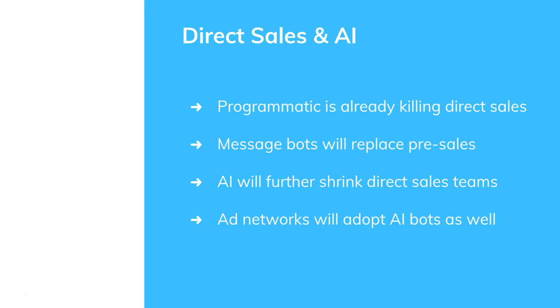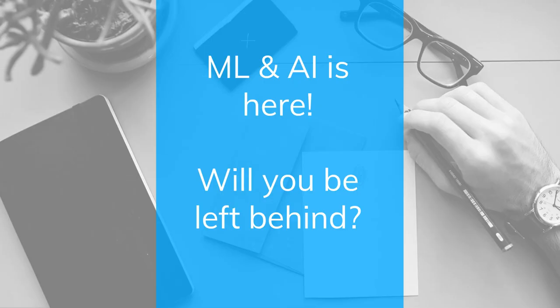And then once they ask anything that is more complex, more specific, that can be forwarded to a human direct salesperson. As a result, AI will further shrink direct sales teams, especially for publishers, and you can expect ad networks will eventually adopt AI bots. So machine learning and AI is here. Will you be left behind? We highly recommend that you start thinking about this technology and look at implementing it.